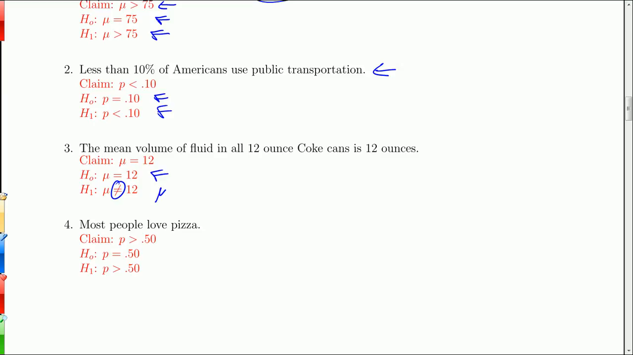I would like to make it mu equals 12, so it's the same as the claim, but I can't because then my null and alternate would be the same, and that's not a good way to run a test, right? You don't want to reject one hypothesis and accept the exact same thing. So we've got a not equal to sign, and notice that came from a claim of equality. That's when we get the not equal to and a two-tailed test, which we'll talk about in a minute.